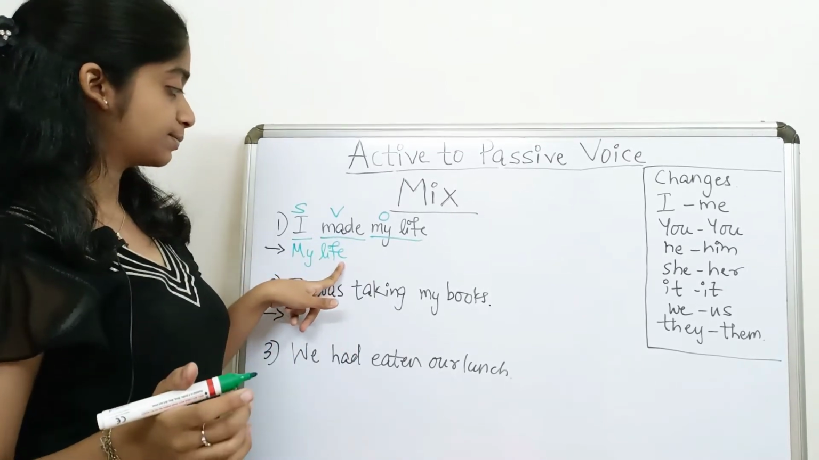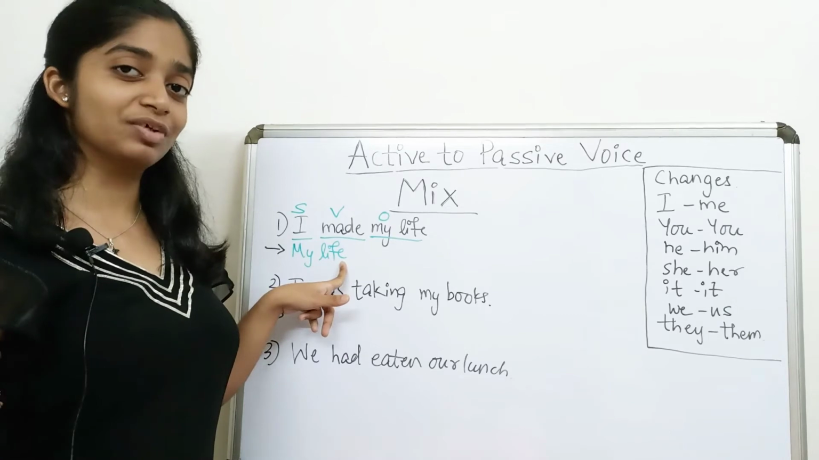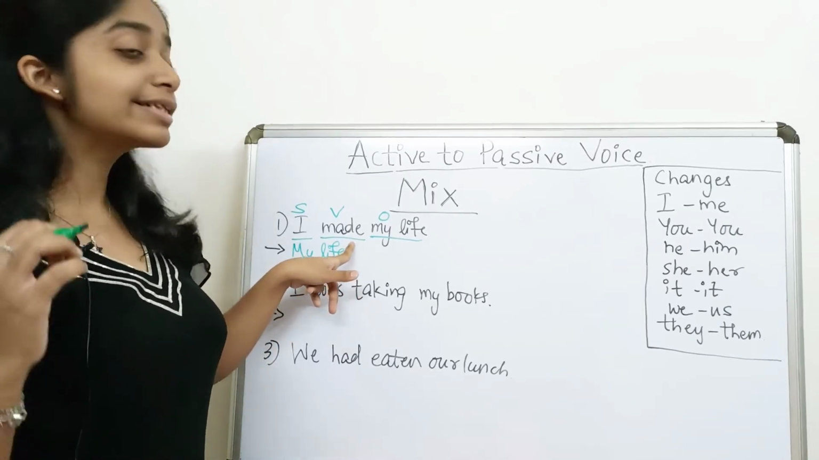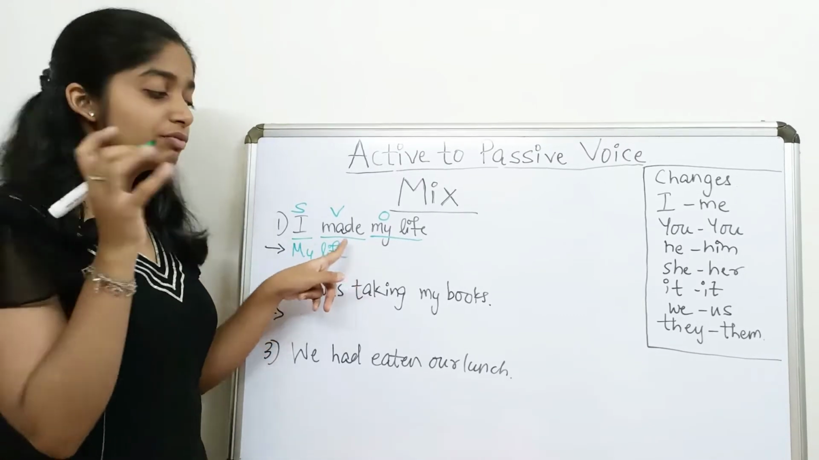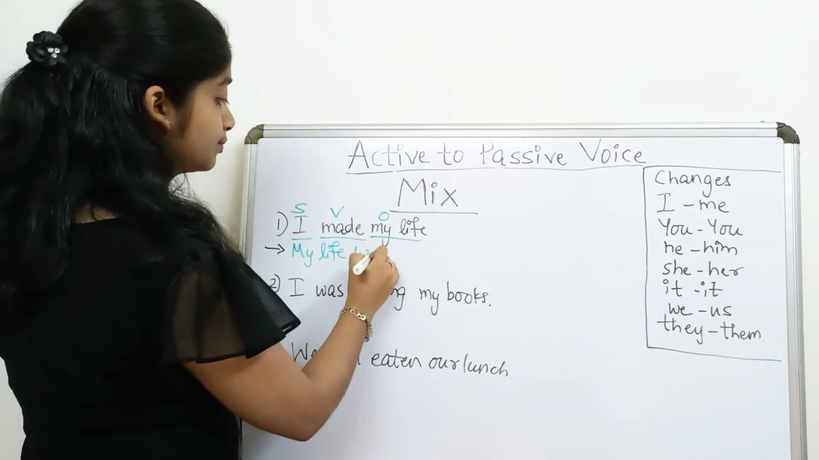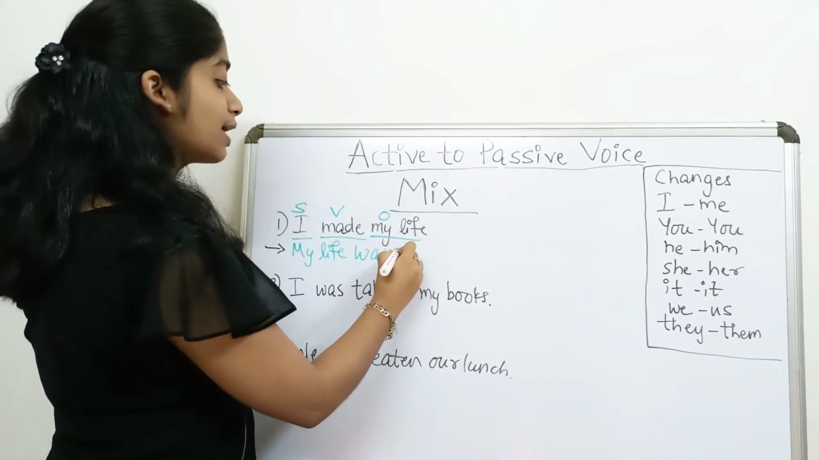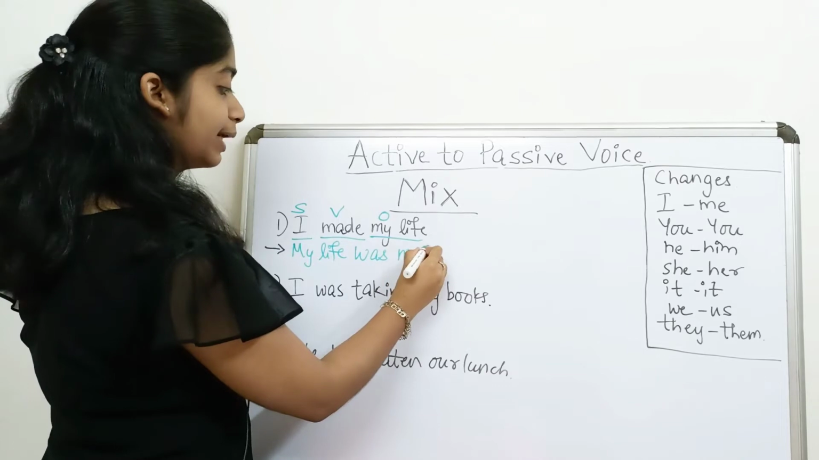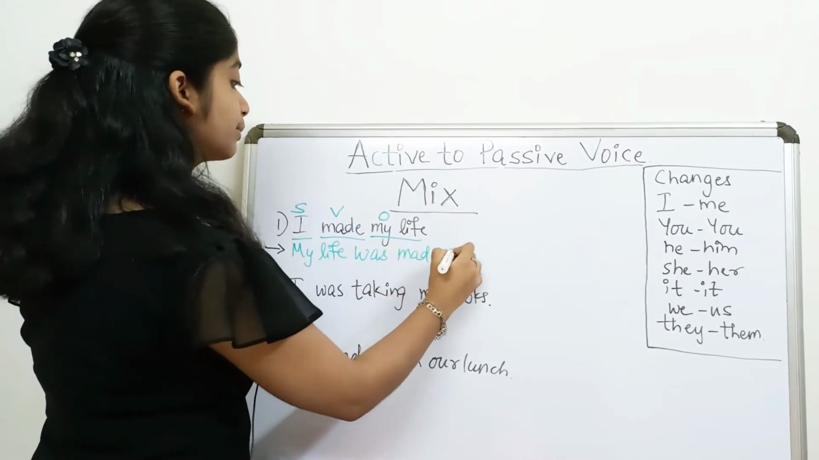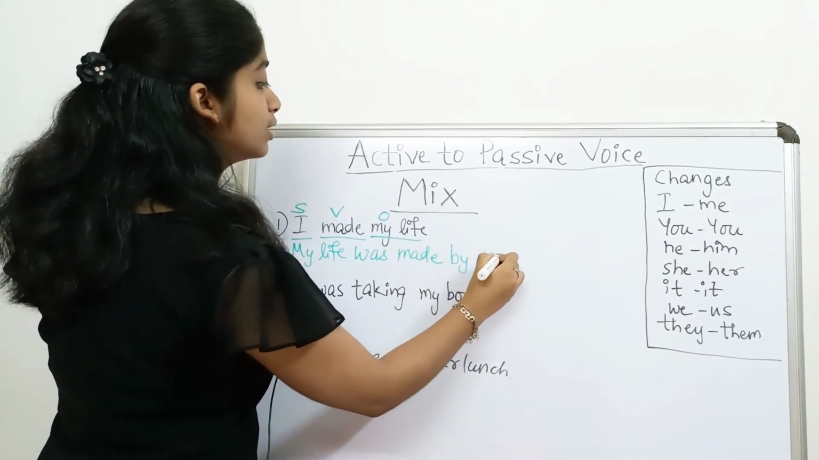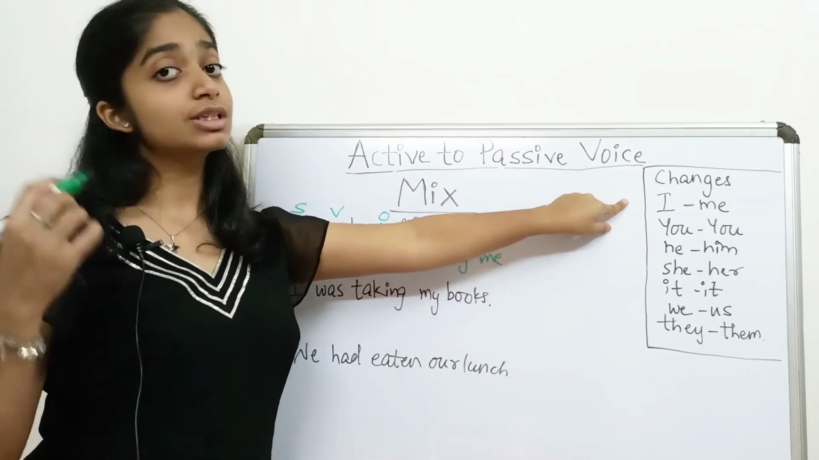So my life is, was. Is or was. What will we write? Made is a verb in the past tense. So we will write was. My life was plus past participle, which is made. Same. My life was made by me, because I changes to me.